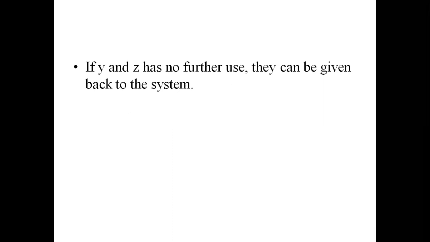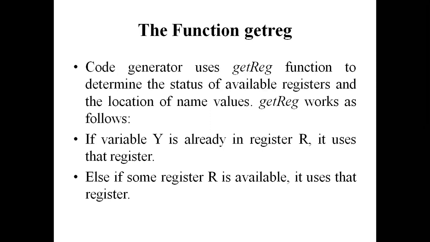And this is the code generation algorithm. I'm now going to explain what the function get register is. Here we have an algorithm for this. First, we need to know what the function get register is, and then there are some steps to be followed for the algorithm. This code generator uses the function get register. A code generator is nothing but an automatic code generator tool. To generate the code, we are using the code generators.